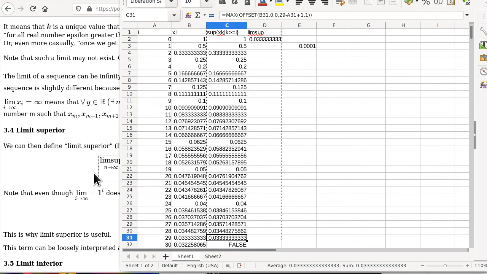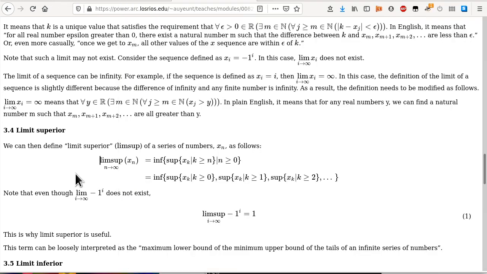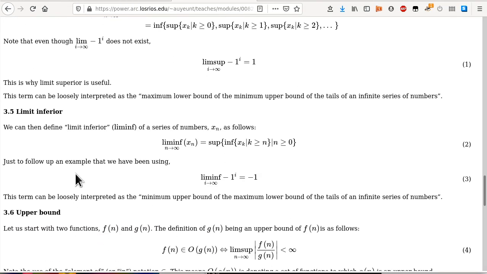Assuming we're good with limit superior, limit inferior is exactly the opposite. You find all the minimums at different starting points of the sequence. You start from the very beginning and ask, give me the minimum starting from this point. Then give me the minimum starting at the second element, then the third minimum, the fourth minimum, and so on. There's an infinite number of these, and then you ask, what is the maximum of these minimums? That becomes your limit inferior.